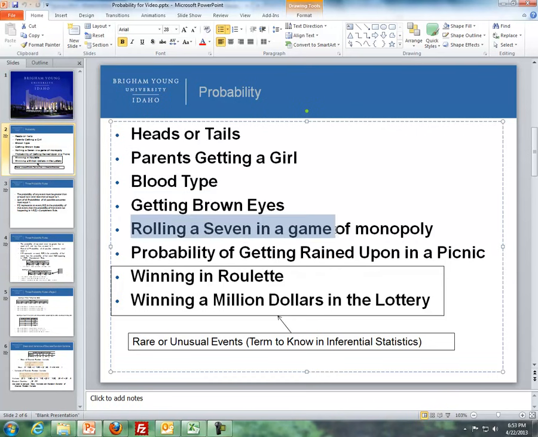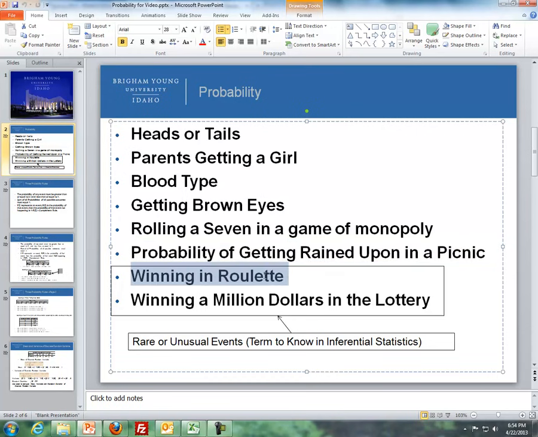Rolling a 7 in a game of Monopoly. Okay, so if we have two dice, roll the dice, and there's certain outcomes that you can get for a 7, and then there's probabilities associated with getting a 7. Probability of getting rained on in a picnic. So say for instance, the forecast calls for 40% chance of afternoon showers. That means that based on forecast modeling, there's a 40% chance of getting rained on, say if you decide to go on a picnic.